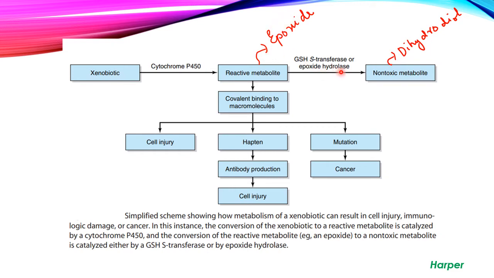Now in this situation, this non-toxic metabolite cannot impart cellular injury or result into development of cancer, and it simply gets excreted out of the body. Similarly, there are also some other xenobiotic metabolizing enzymes as well, for example GSH transferase, and this enzyme may also convert many reactive metabolites into non-toxic metabolites.